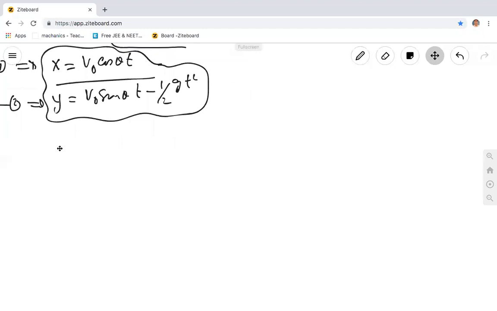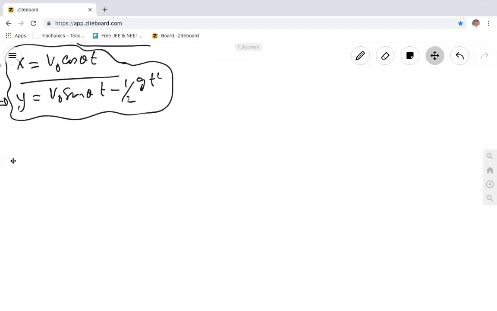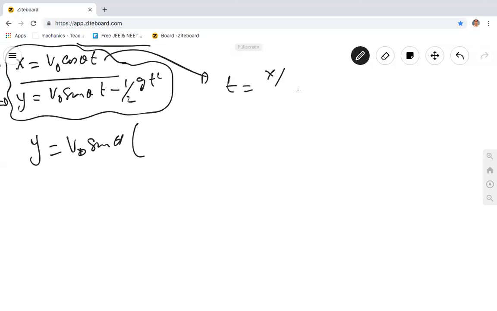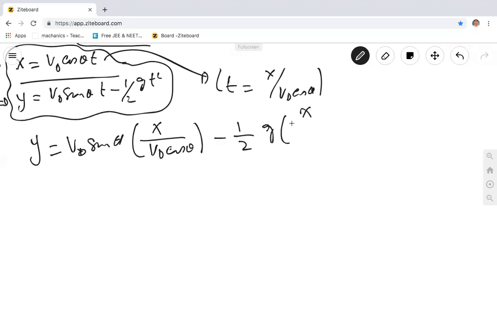See what I will do, because I need these, I keep them visible. So y equal to V0 sin theta t, and I will substitute t from here. That is t is equal to x by V0 cos theta. That I will put here: x by V0 cos theta minus 1 by 2 g, t square is x by V0 cos theta whole square.